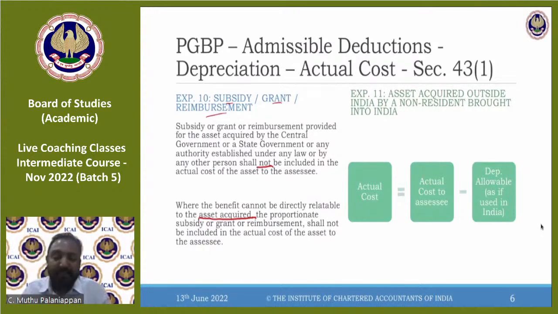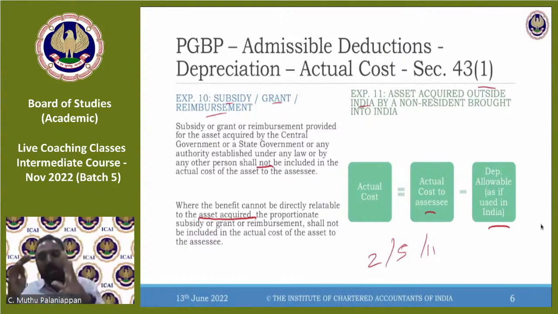Now, explanation 11. It is basically when it is an already used asset. Where is it used? It is used outside India. So an asset used outside India is bought by a non-resident into India. Again, here it is the actual cost to the assessee, with depreciation as if it is used in India. So we remember the provisions of explanation 2, where we said previous owner, same model. Explanation 5, where we said building, same model, actual cost to the assessee minus depreciation allowed till date. Here it is explanation 11. So all these have the same model. What does it say? Actual cost is equal to the actual cost to the assessee, or the previous owner in case of explanation 2, and depreciation allowed as if it is being used in India. So same concept. So that is what you need to do.